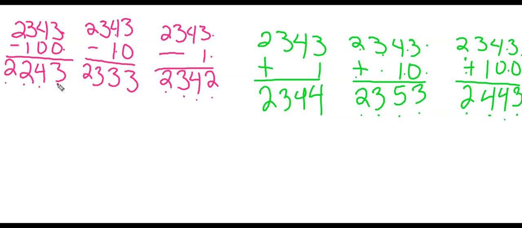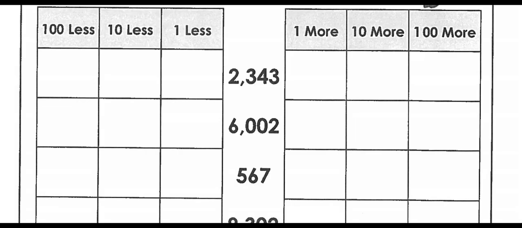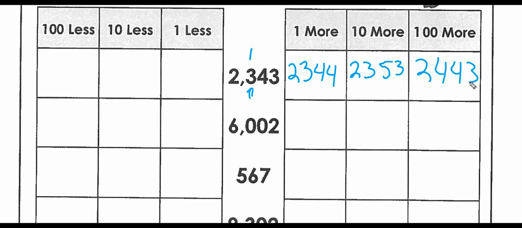And now that I'm done with all this and I worked out my problems, I go back to my worksheet. And I write my answers in the boxes. One more is going to be 2,344. 10 more, I'm just changing the number in the tens place. 2,353. Okay, what's 100 more? I'm changing the number in the hundreds place. I'm just adding one more to this. So 2,443. Okay, let's go on the other side.